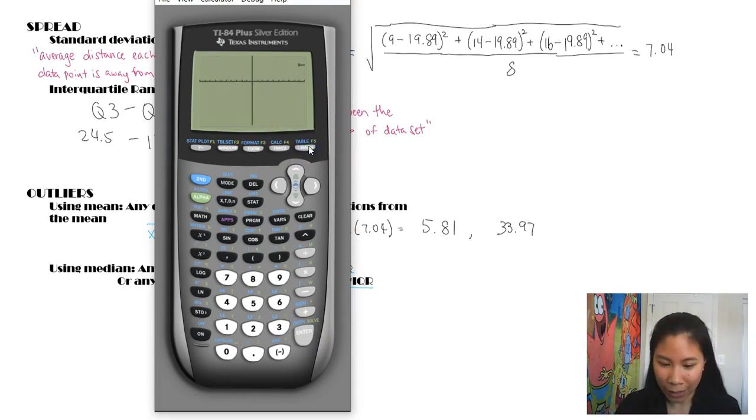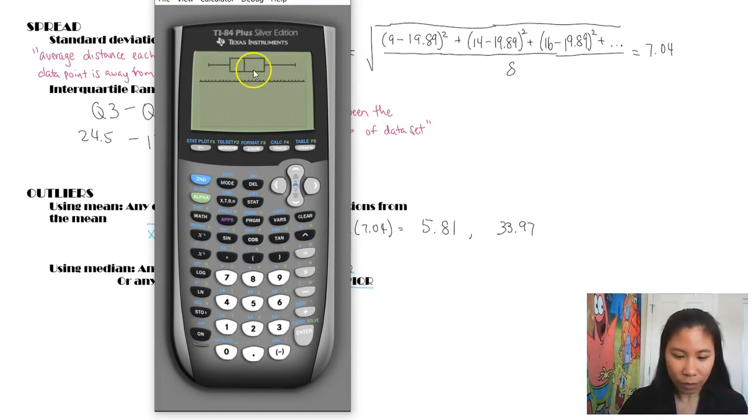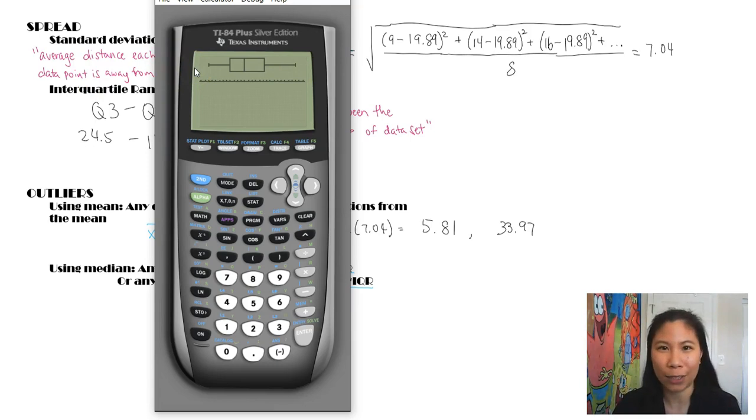So if I hit graph right now, I was graphing something else earlier, so this isn't going to work. This doesn't show me anything. But you can kind of see right here, it started to graph it. So of course we want zoom 9, which is the zoom stat. And there it is. And as you can see, right now I don't have any dots on the ends because we determined we don't have any outliers. If we did, then we would have dots here.